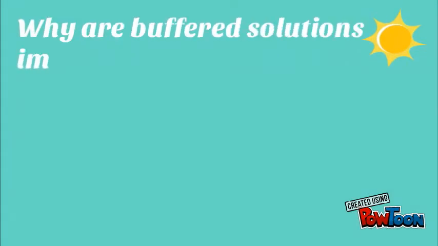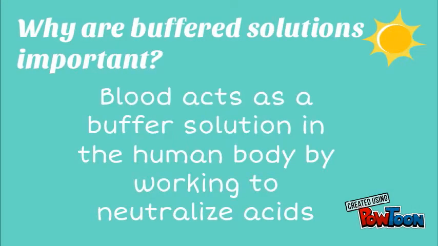Buffers are important for processes or reactions which require specific and stable pH ranges. An example is blood, which acts as a buffer in the human body. If the alkaline nature of blood increases, buffer solutions bring down the pH value of blood. The reverse happens if blood becomes acidic.